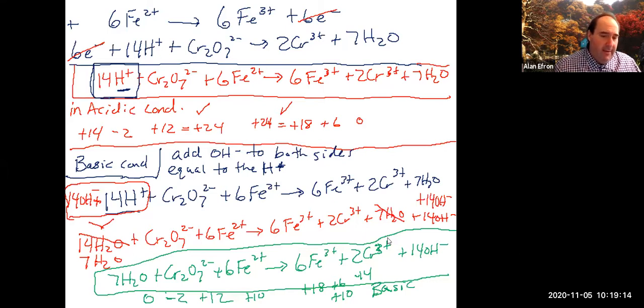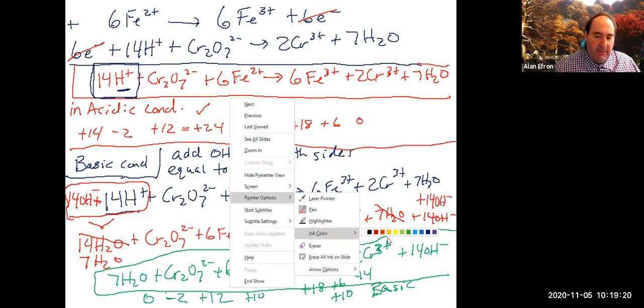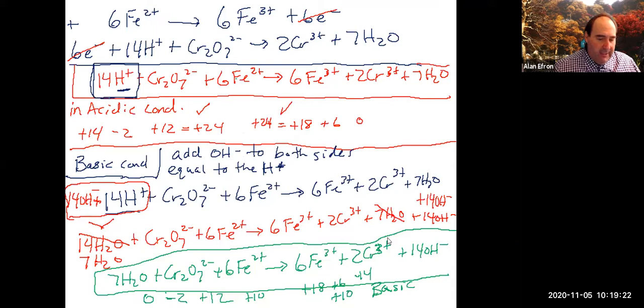And by the way, we know that this is now balanced in basic conditions, because if you look at the reaction, I no longer see H plus in it, but I see our good friend OH minus. So we know this is definitely basic, just like over here, we had H plus, which tells us it was acidic. Any questions on those steps to balance a redox reaction?